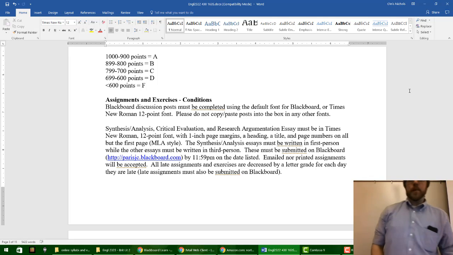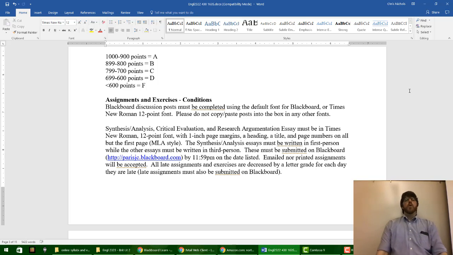Anything that's turned in will be completed using the default font for Blackboard. If you're typing it in there, which I don't suggest, I suggest typing in Word and using Times New Roman 12-point font. Please don't copy paste posts into the box in any other fonts. I like Times New Roman or the Blackboard default. Oh, right, with discussion posts, yeah, you can type in there directly. There's nothing wrong with that. I got that wrong somehow.